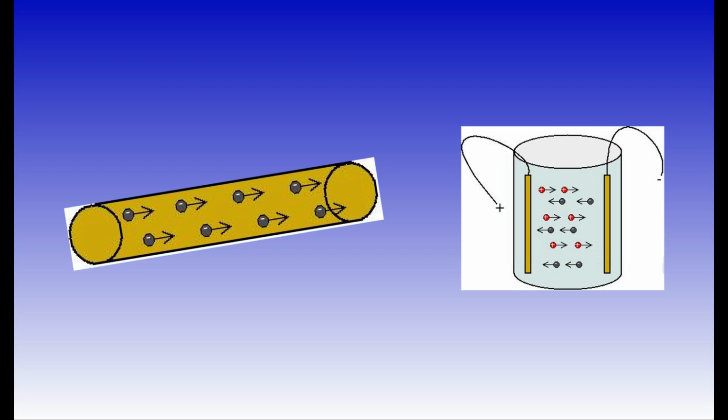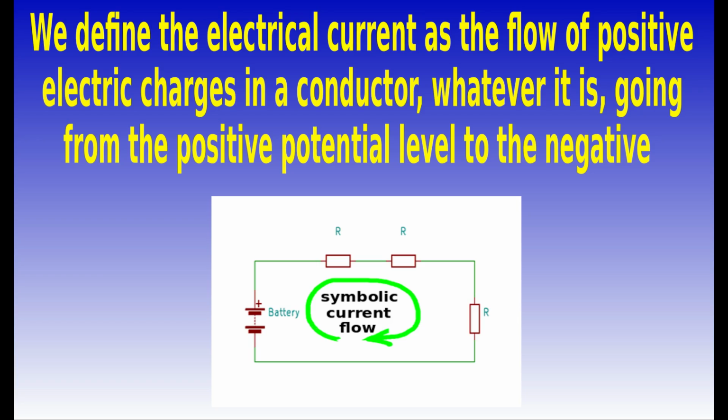Let's now state our formal definition. We define the electrical current as the flow of positive electric charges in a conductor, whatever it is, going from the positive potential level to the negative.